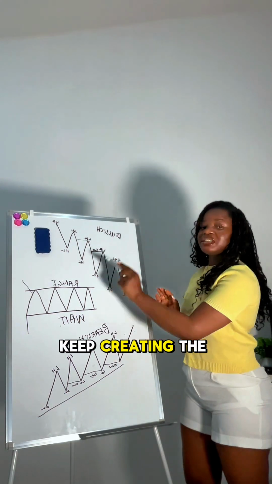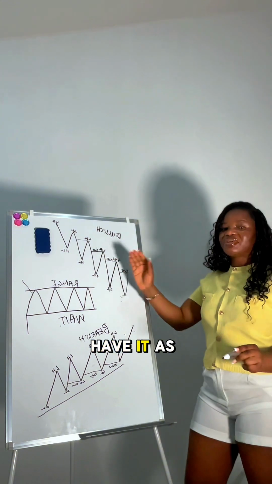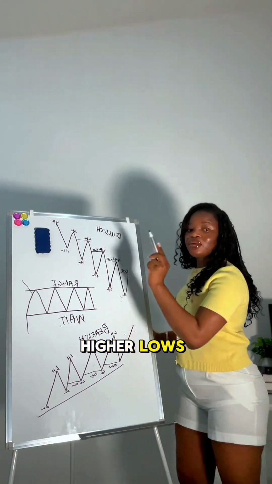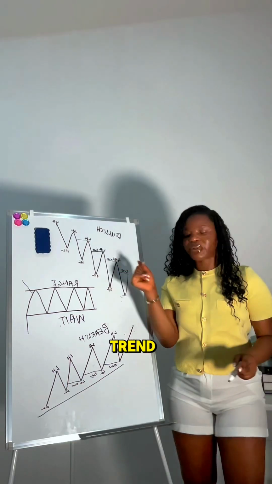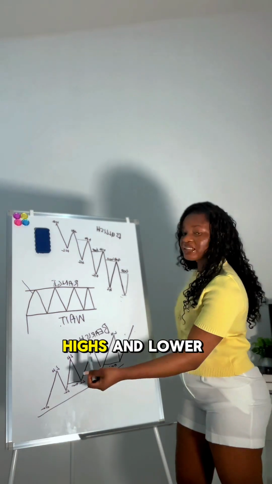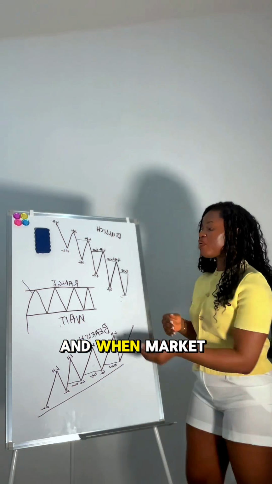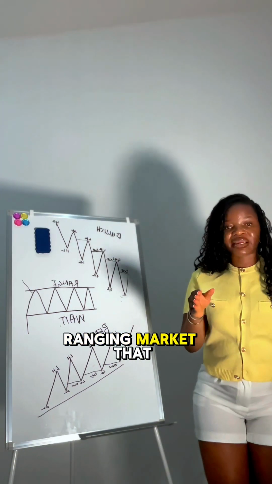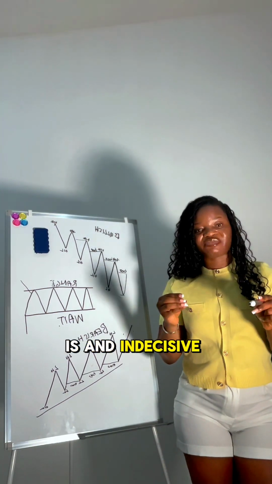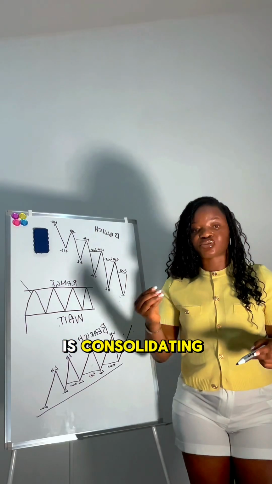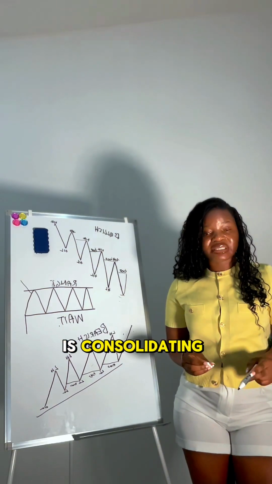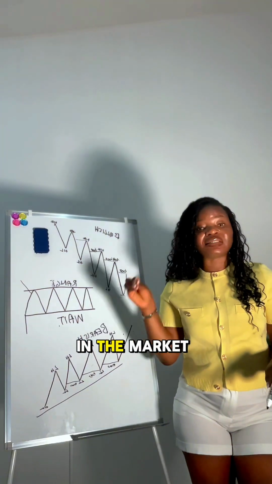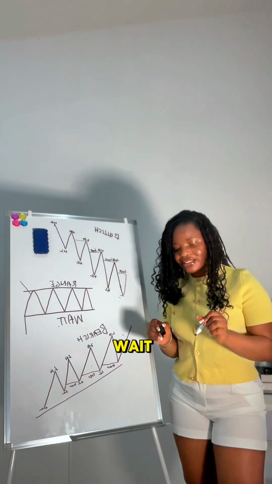When the market keeps creating higher highs and higher lows, we have it as the uptrend. And when the market keeps creating lower highs and lower lows, we have it as the downtrend. And when the market keeps moving like this in a range, that is a ranging market. That is an indecisive market. Another word for it is that the market is consolidating. So when the market is consolidating, you don't want to have any business in the market. You don't want to do anything in the market. You want to make sure you wait.